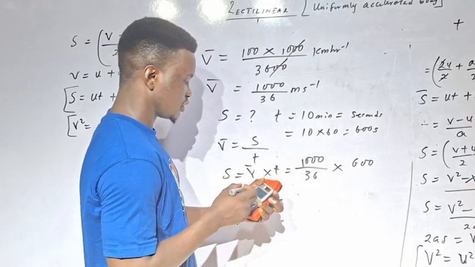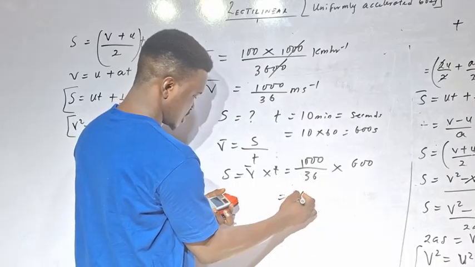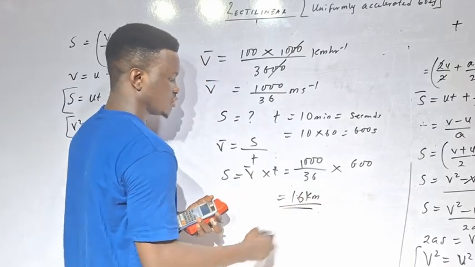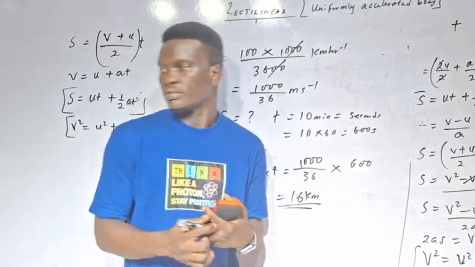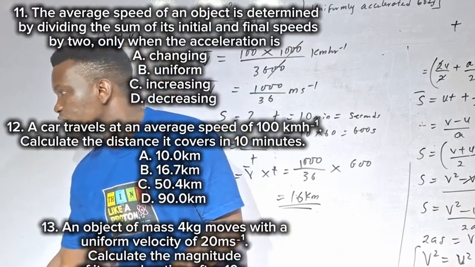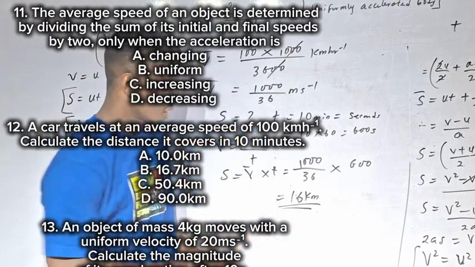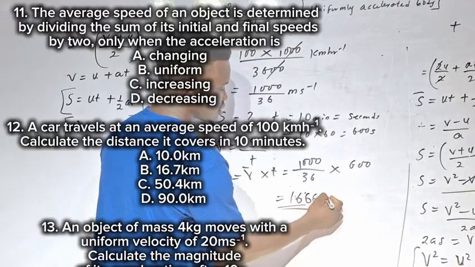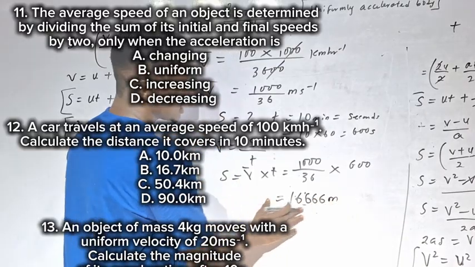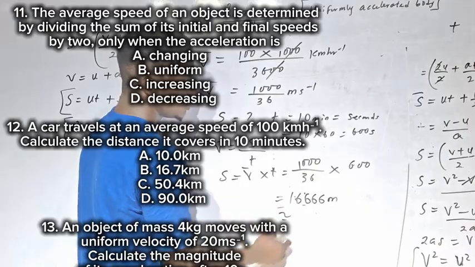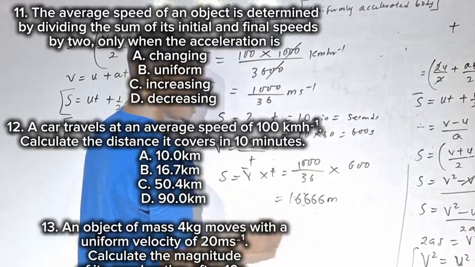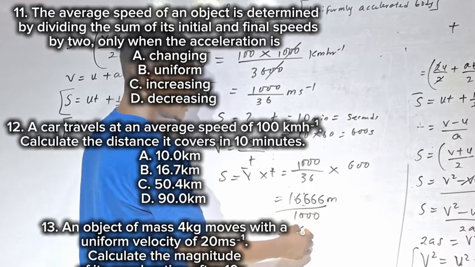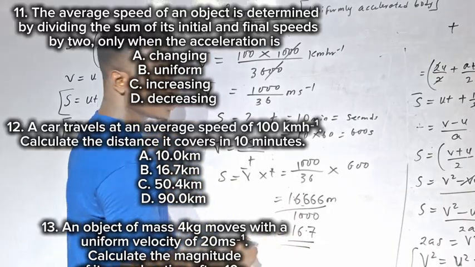That's almost like saying 16 kilometers on approximation. So 16 kilometers, because the options are in kilometers, the answer is actually 16. The answer is 16,666 meters. But since the options are in kilometers, you divide by 1000 to give you kilometers. If you have watched how we do conversion when we did our first class, you should know what I'm doing here.